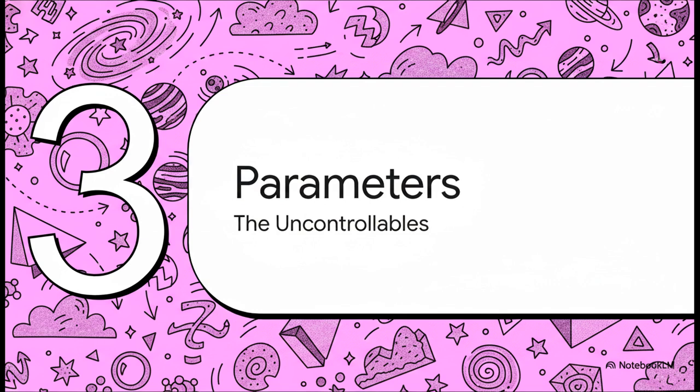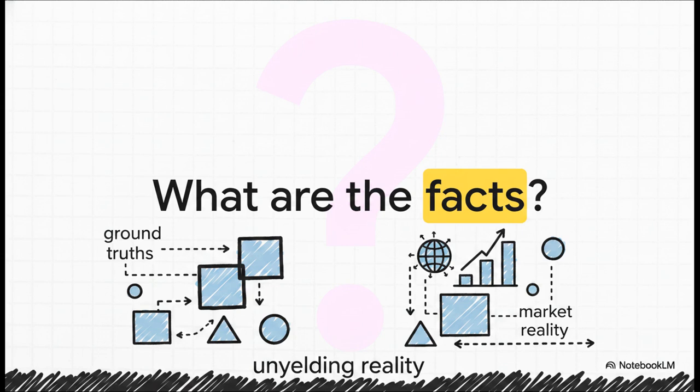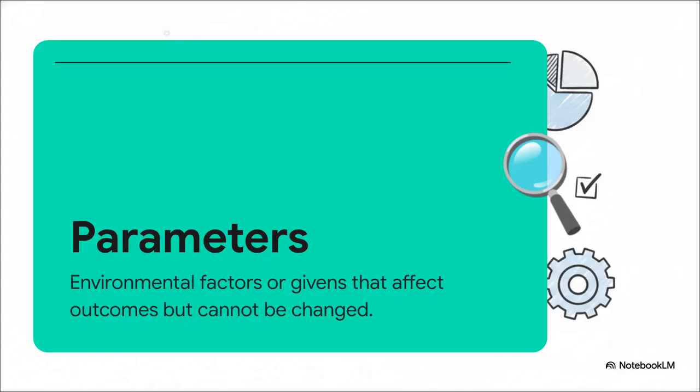Which brings us to Section 3, parameters, the uncontrollables. Because, let's be real, we don't operate in a vacuum. So we have to ask, what are the hard facts? What's the unyielding reality of the environment we're operating in right this second? We call these parameters. Think of them as the uncontrollables, the environmental factors, or the givens. They absolutely dictate the outcome, but you can't just change them by wishing them away. We're talking about things like customer demand, tax rates, or the cost of raw materials. So going back to our smartphone example, a parameter might be a fixed profit of exactly $500 per phone. You don't control that $500 margin directly in your equation. It's just a fact of the market you have to work with.